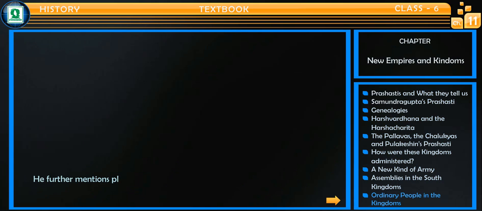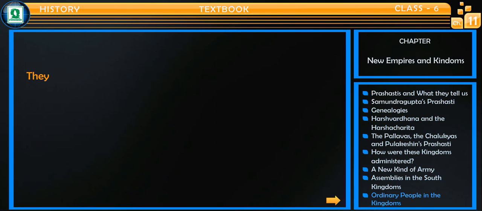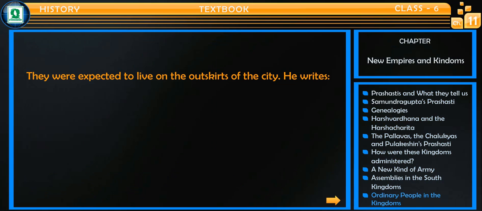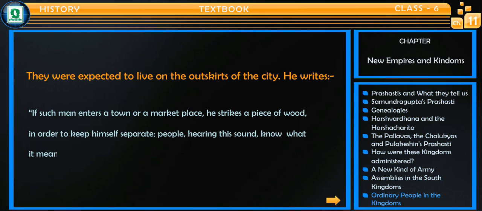He further mentions the plight of those who were treated as untouchables by the high and mighty. They were expected to live on the outskirts of the city. He writes, "If such a man enters a town or a marketplace, he strikes a piece of wood in order to keep himself separate." People hearing this sound know what it means and avoid touching him or brushing against him.